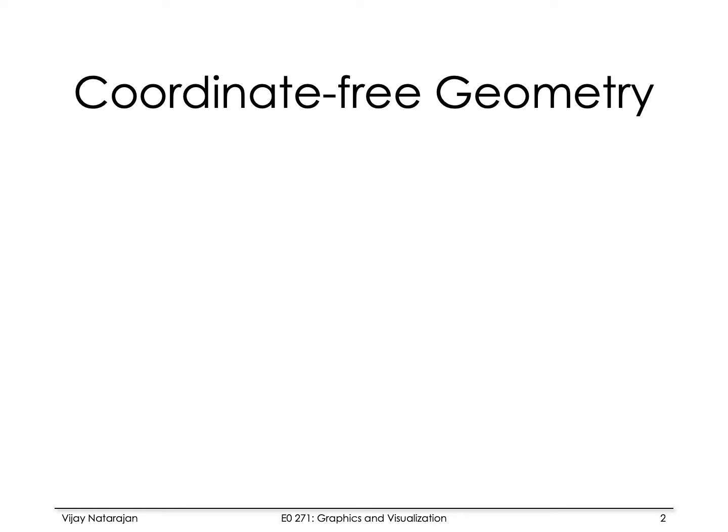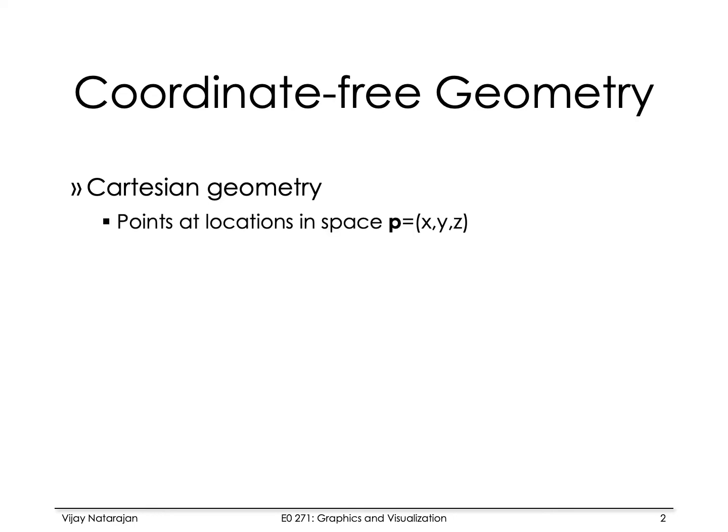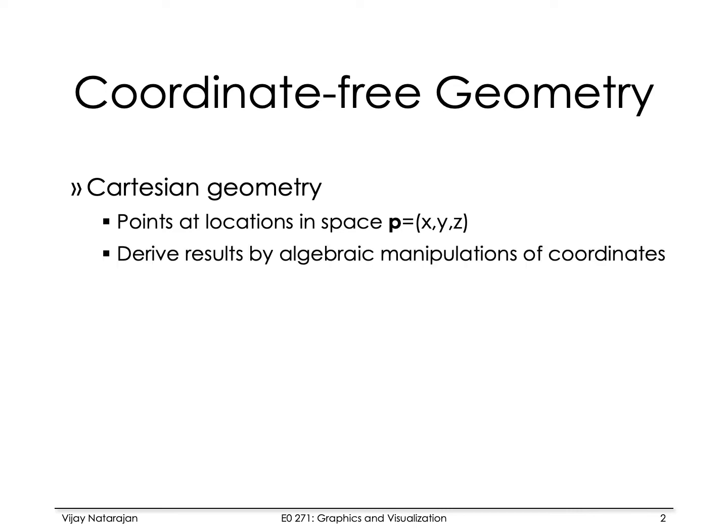So let's begin. In our undergraduate and maybe even your high school, geometry is often introduced using specific coordinates, right? So we have learned geometry in the sense of Cartesian coordinates. Points are often specified as locations with 3 coordinates. We derive various results by algebraic manipulation of these coordinates. So for example, we compute area by manipulating these coordinates and so on, right? So this is a non-physical approach. I don't mean nonsensical, it's just a non-physical approach.